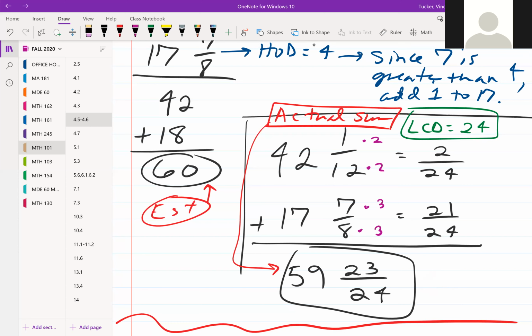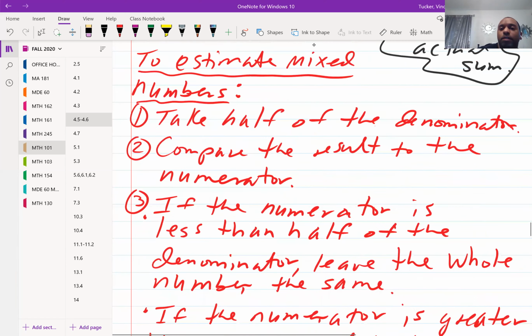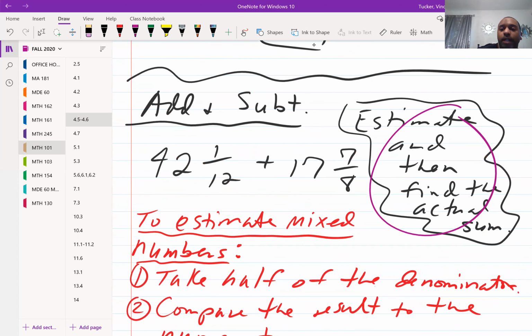Okay, I have another question. Yep. So on the test, when we show our work, do you want us to give you the estimate and the actual sum? It all depends on the directions. So this one asks for estimate and then find the actual sum. So some of them will just ask for the actual sum. So I'm not asking you to do extra work for no reason. If all they want is the actual sum, you don't even have to worry about the estimate.